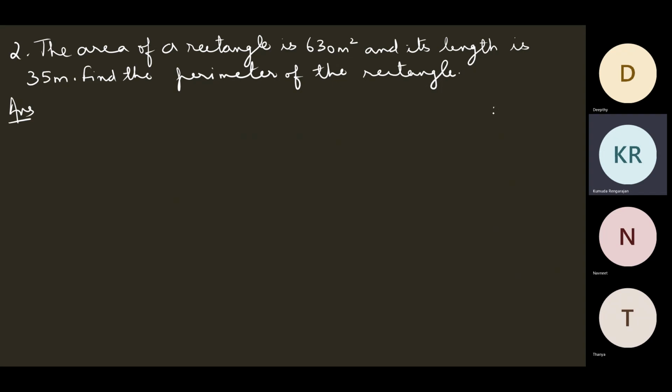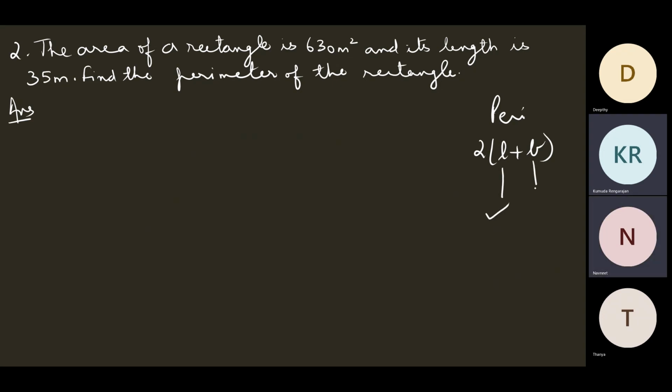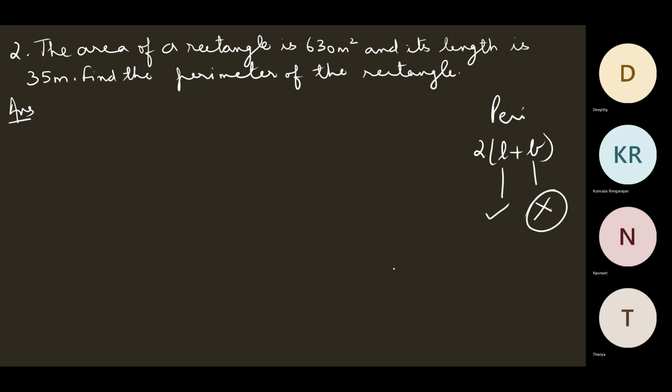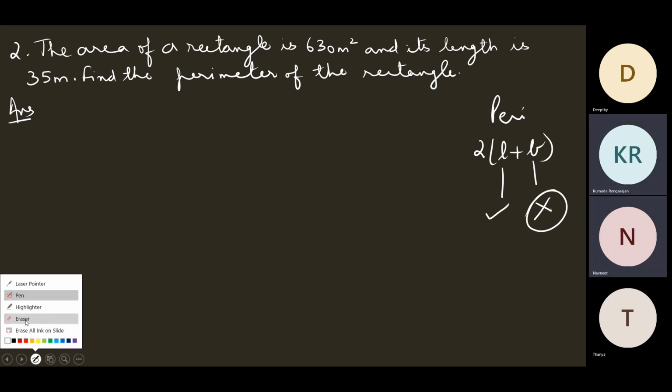How do we find the perimeter of the rectangle? Using the formula 2 into (L plus B). Do you know the value of length? Yes. Do you know breadth? No, we don't know. So first we have to find the breadth.